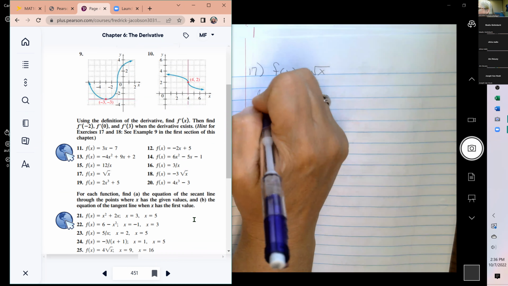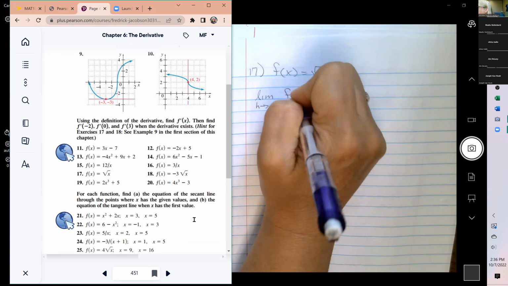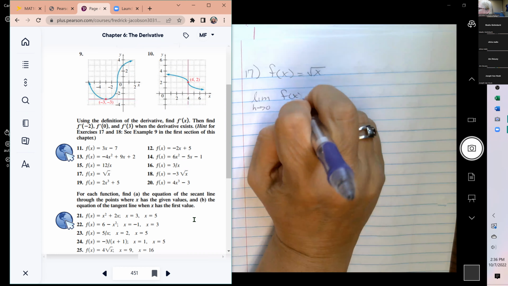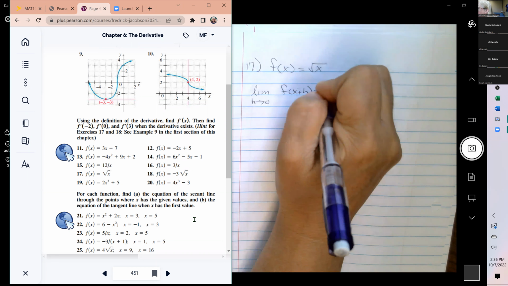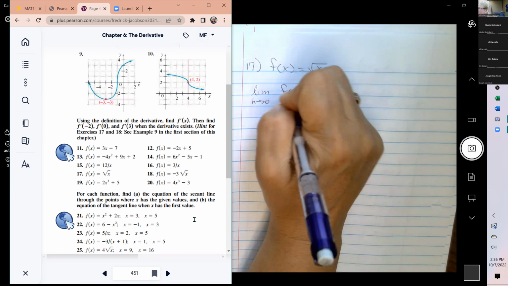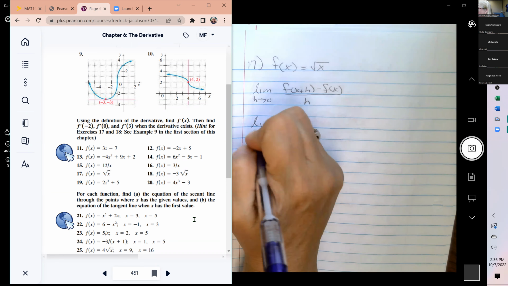They want us to do the same thing. The limit as h approaches 0, f of x plus h minus f of x all over h. So go ahead and plug it in.